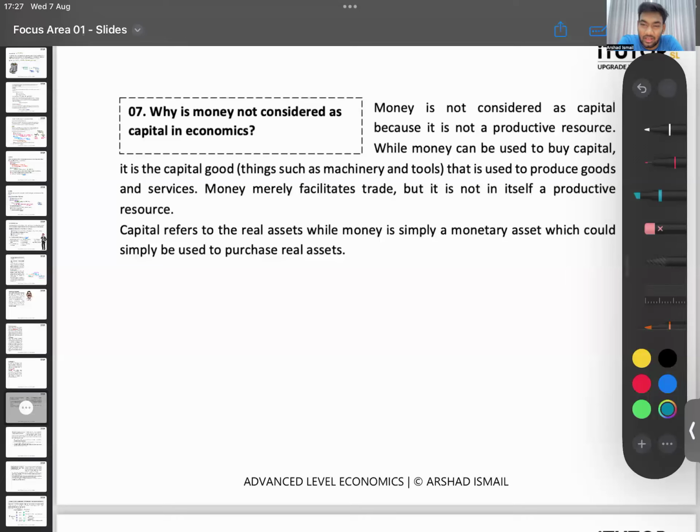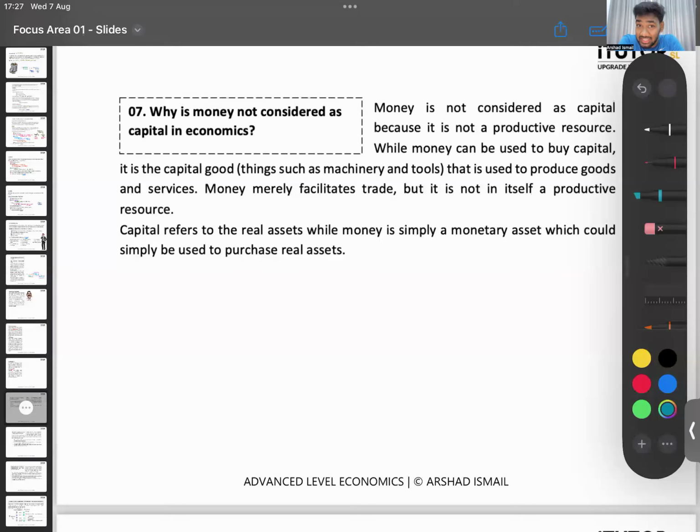Because in economics, capital is a productive resource. Capital is something that helps convert inputs into outputs. Does money help convert inputs into outputs? Can I do this class with money? No, I can do this class with a laptop and a chair and a table and my Wi-Fi. I can't do this with money.